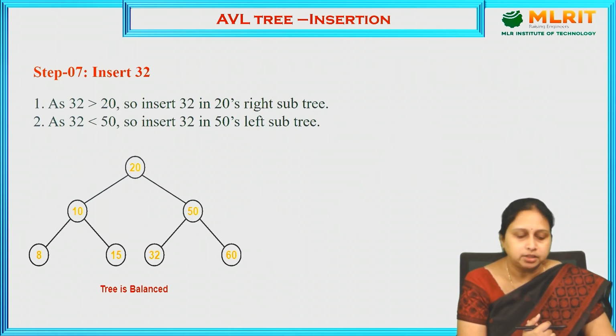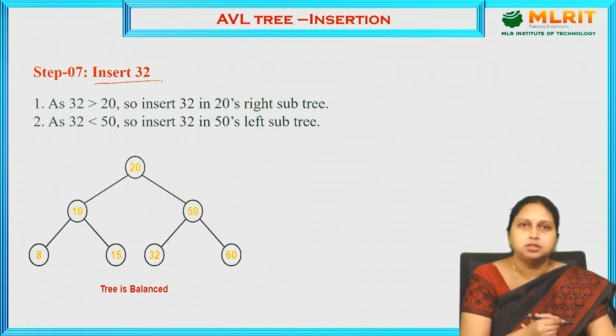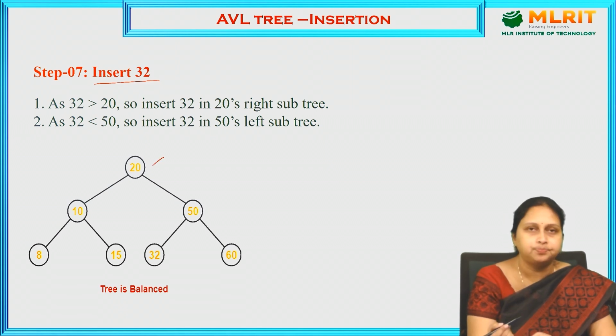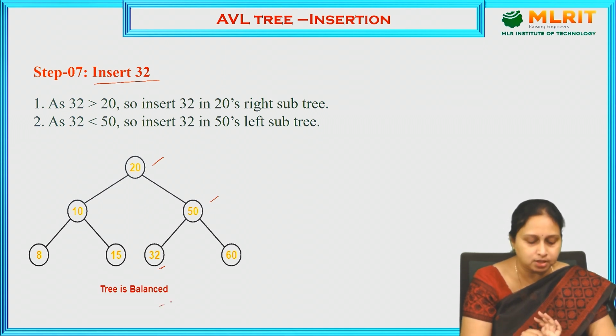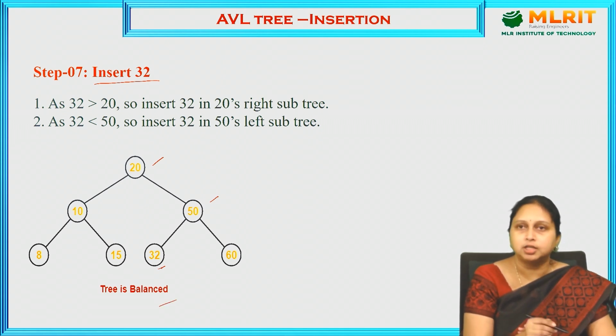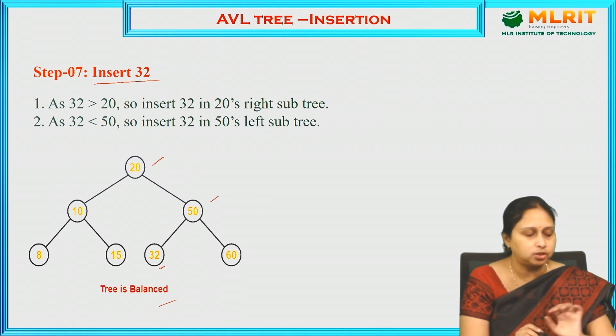Now insert 32. Yes, inserting 32. It is greater than 20, less than 50. So we are going to insert 32 on the left of 50. You don't have any problem. Here the tree is balanced. We can check the balance factor for each and every node.